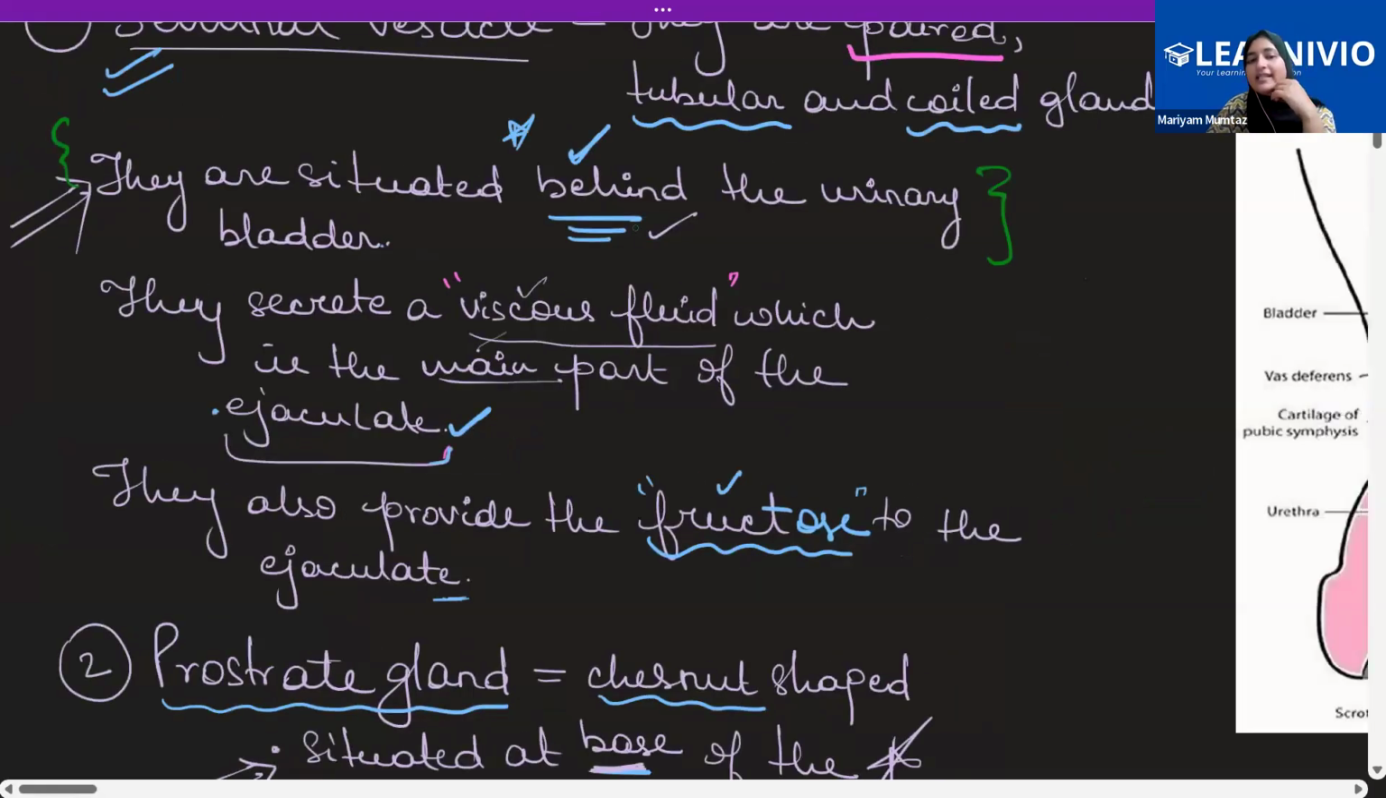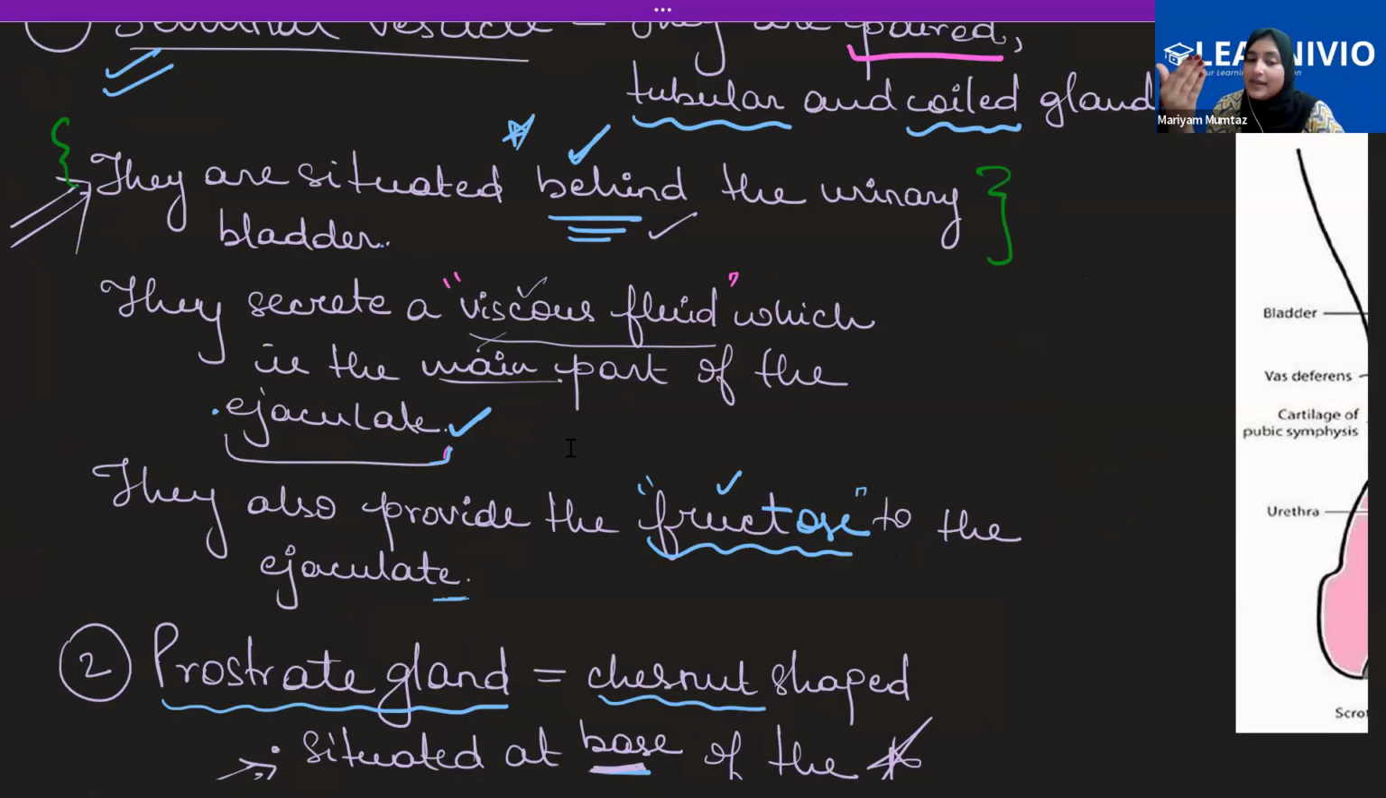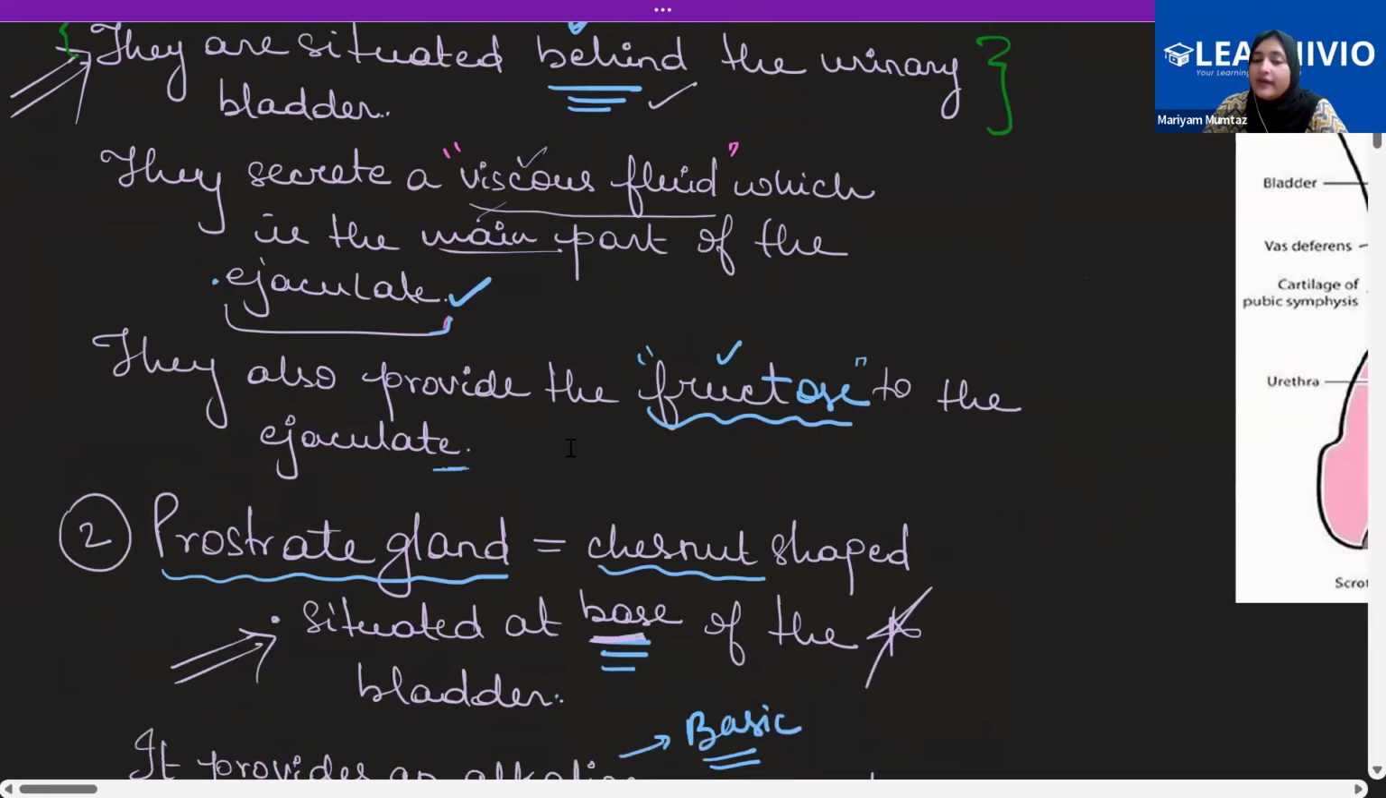Now what does it do? It secretes a viscous fluid. Viscous means thick fluid, which is the main part of the ejaculate. What is an ejaculate? It is the release of sperm. And the sperm is not just released like that. It is released with some sort of a fluid component to it, and that is made by the seminal vesicle. Apart from that, the seminal vesicle also provides fructose, which is a sugar, to the ejaculate. Why? So that the sperms can have enough nourishment.